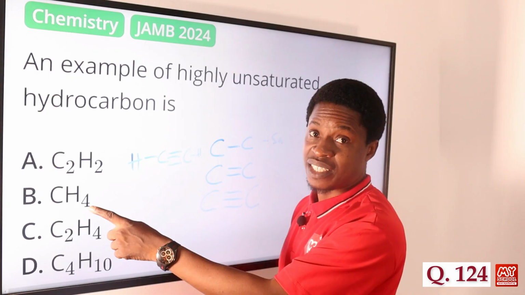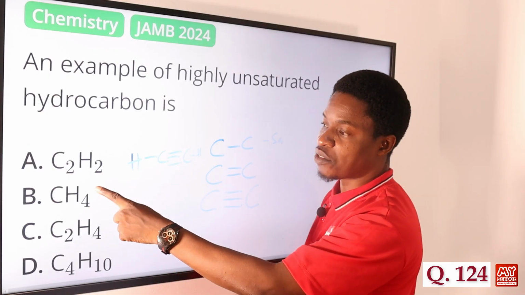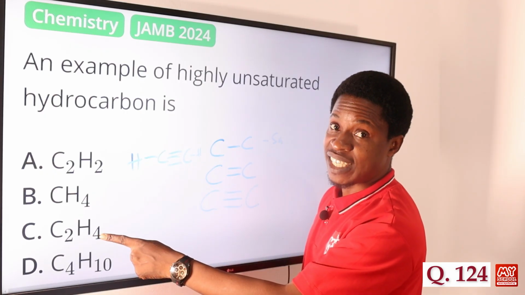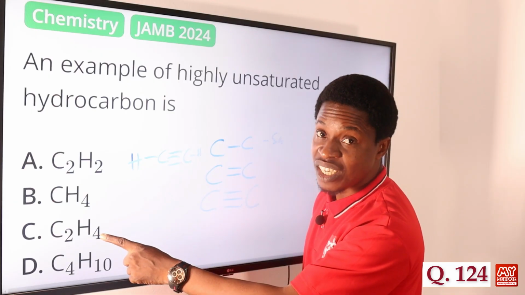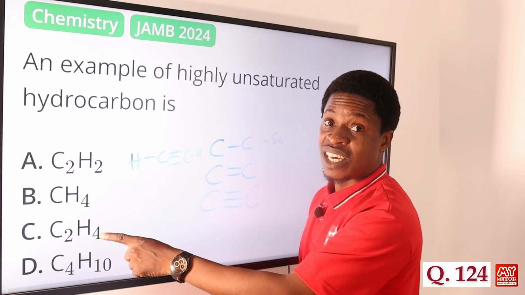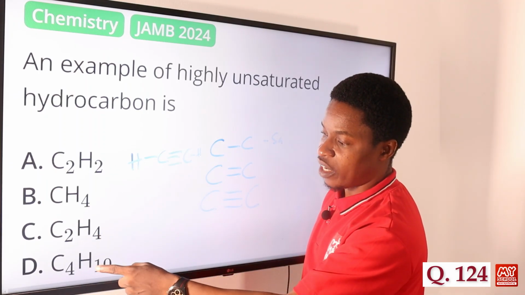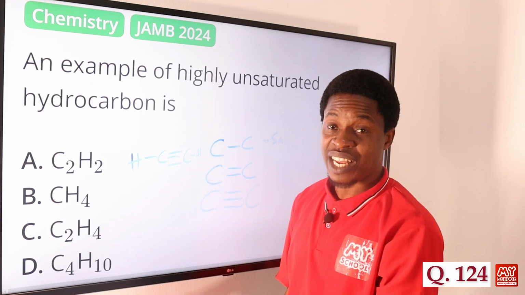CH4, that's your methane. Of course, that is an alkane. So this one is a saturated hydrocarbon. Then we have C2H4. That is your ethene. Ethene is an unsaturated hydrocarbon, but it has a carbon-carbon double bond. So it is less unsaturated compared to this. And then we have C4H10. C4H10 is your butane. Butane is also a saturated hydrocarbon like this.